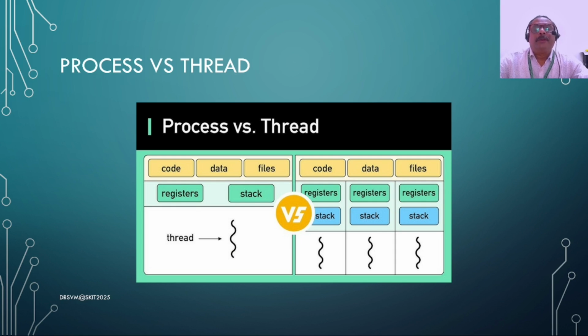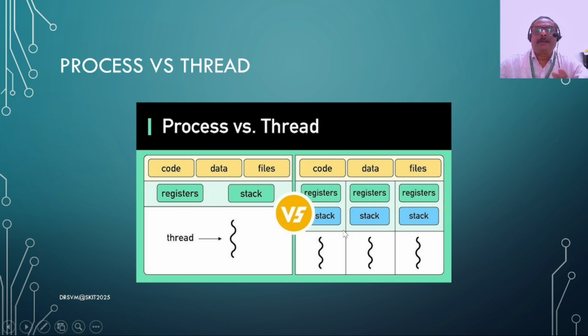Pictorially, it gives a better understanding of the difference between the process and the thread. The left side is the process, which contains one thread. That means the whole code is a single unit. It has a place for the code, a place for the data, a place for the different files used. Then it has registers, contents of the registers, contents of the stack. One set of code, data, files, registers, and stack is available for a process.